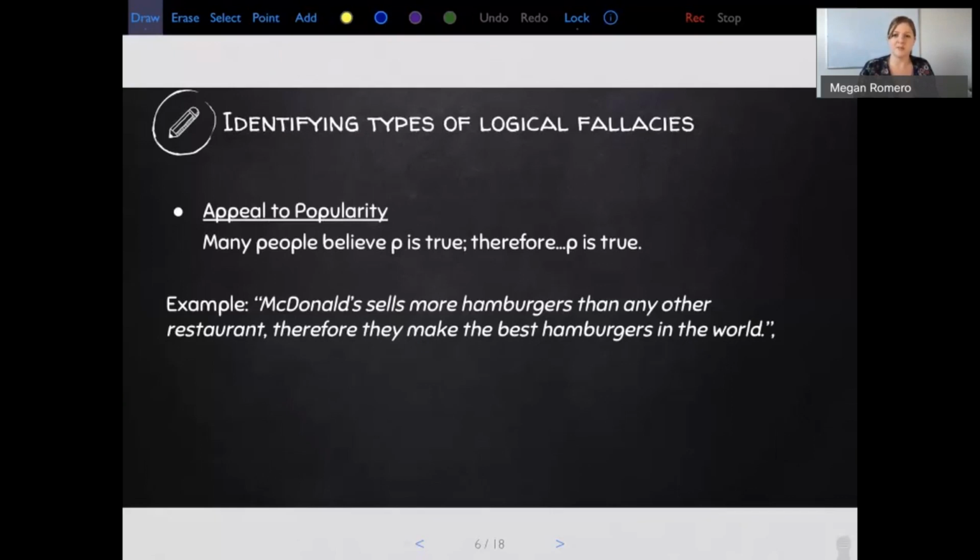So in this case, they're appealing to the fact or assumption that McDonald's sells more hamburgers than any other restaurant. So when I'm identifying logical fallacies, I try to think of what else could it be or what other conclusion is possible. In this case, McDonald's sells more hamburgers than any other restaurant. Well, maybe it's because of the location of the McDonald's restaurants, or the cost, or the app that makes it super convenient. So it doesn't necessarily mean that they make the best hamburgers in the world. So the conclusion is not well supported because of the appeal to popularity.